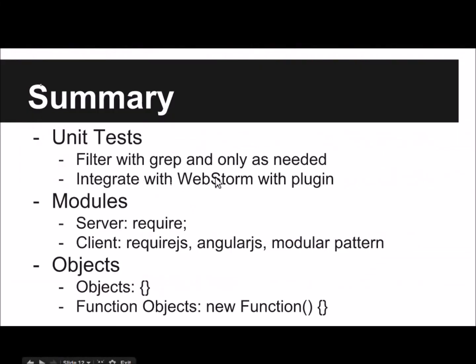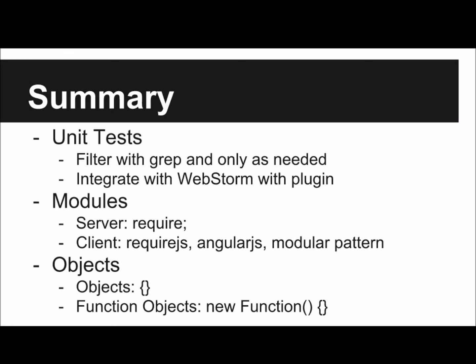Okay, integration with WebStorm, modules. On the server side, we use require, and in some later video we'll talk about require.js, AngularJS, and the modular pattern. And there are other ways to build modules in JavaScript other than these, but these are the big ones that we're going to use. And then we talked about creating objects, creating standard JavaScript objects, and creating function objects with new. And we talked specifically about the fact that we like to use a prototype property to create our functions.